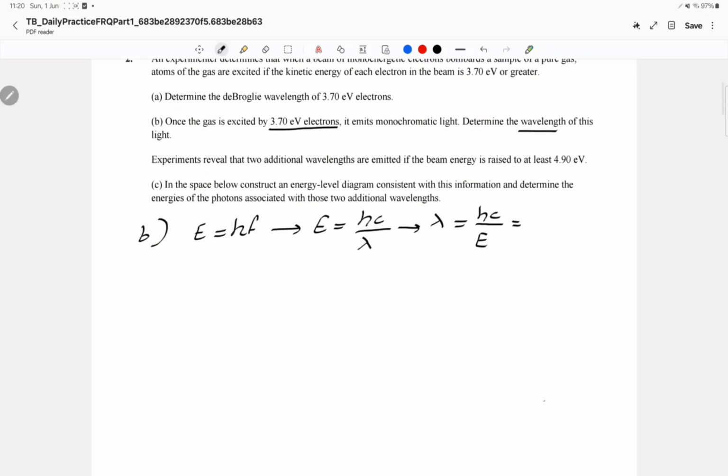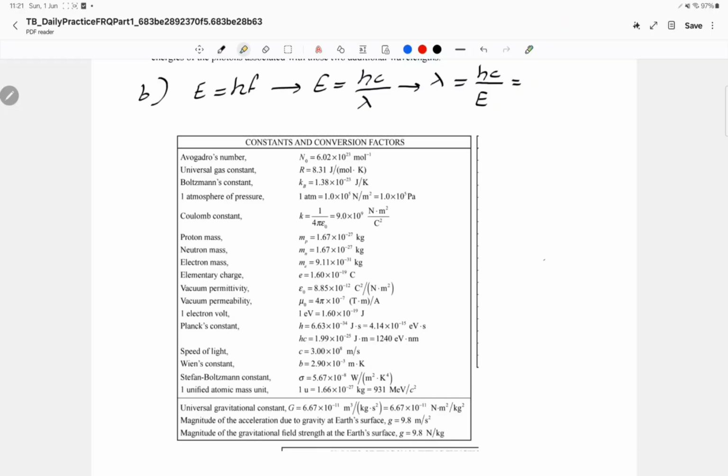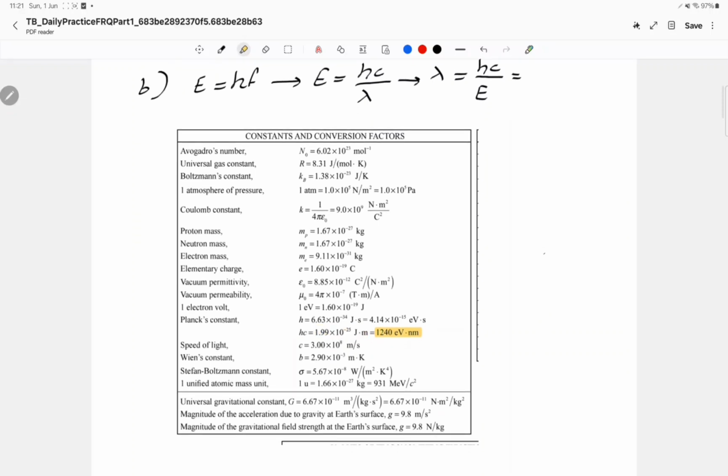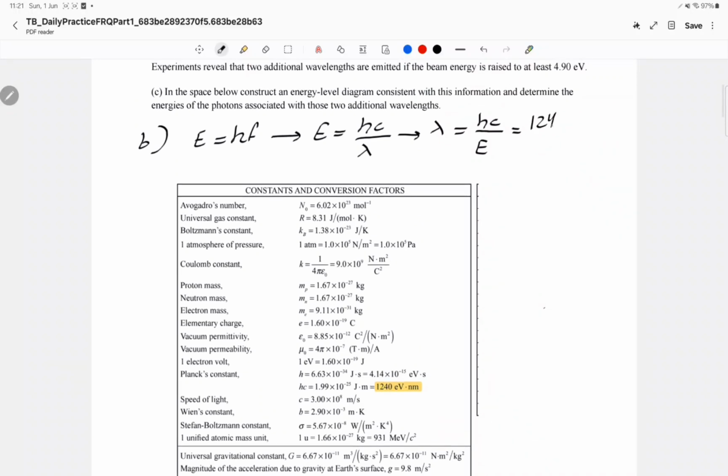Now, if you look at the equation sheet, you will see that hc is basically given to you in joule times meter or eV times nanometer. And since the energy is in electron volts, I'm going to go with the 1240 eV times nanometer. So we're going to say 1240 over 3.70, and let's get the wavelength. And I got myself 335. Unit is going to be nanometer.